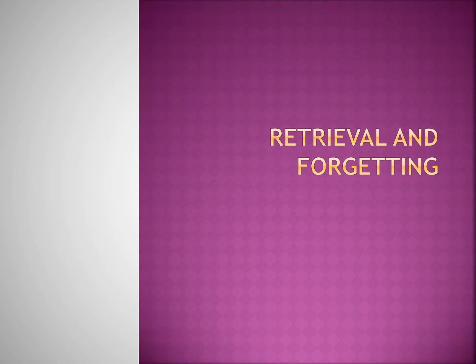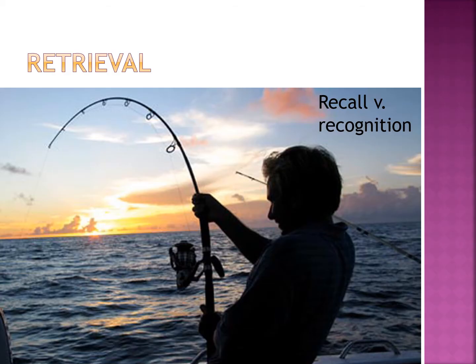Okay, so we are here at the final step of the information processing model. We are at the retrieval stage, and we're also tying in the forgetting aspect to that as well. So we will be talking about methods in which your brain retrieves things, and also issues you run into when you're trying to remember things.